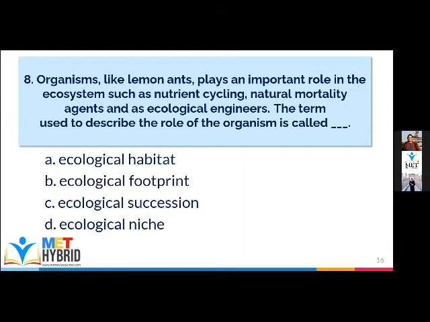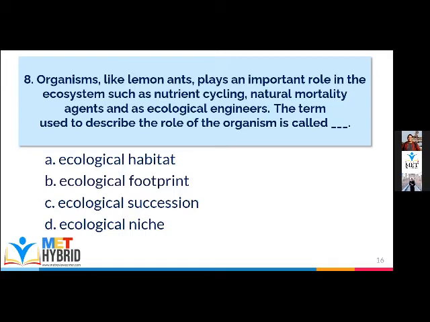Number 8. Organisms like lemon ants play an important role in the ecosystem, such as nutrient cycling, natural mortality agents, and as ecological engineers. The term used to describe the role of an organism is called. Okay. My question, sir, what will happen if equal? If the concentration of water and salt within and outside your cell is equal, there would be no movement of water as well as of solute.